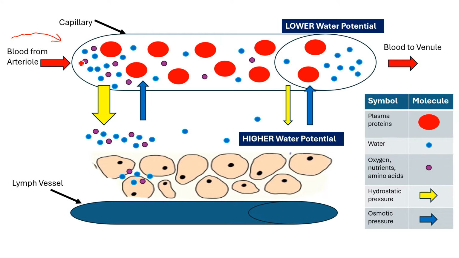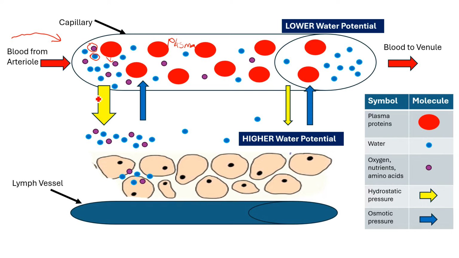and the arterioles. And you can see that within the capillary you've got things like water molecules, and then obviously oxygen, nutrients, and amino acids. So you've got oxygen inside the red blood cells that comes out. Then you've got red blood cells and plasma proteins, and they're all dissolved within the plasma.